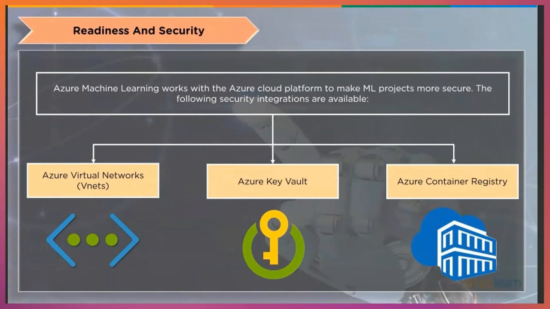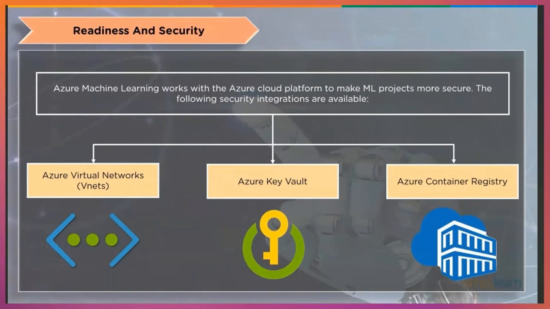Azure Machine Learning works with the Azure Cloud Platform to make ML projects more secure. The following security integrations are available. First we discuss Azure Virtual Networks, also known as VNets. Virtual networks allow secure and isolated networking environments for Azure resources, including machine learning services. This feature helps control inbound and outbound traffic, ensuring that the ML environments are protected from unauthorized access.